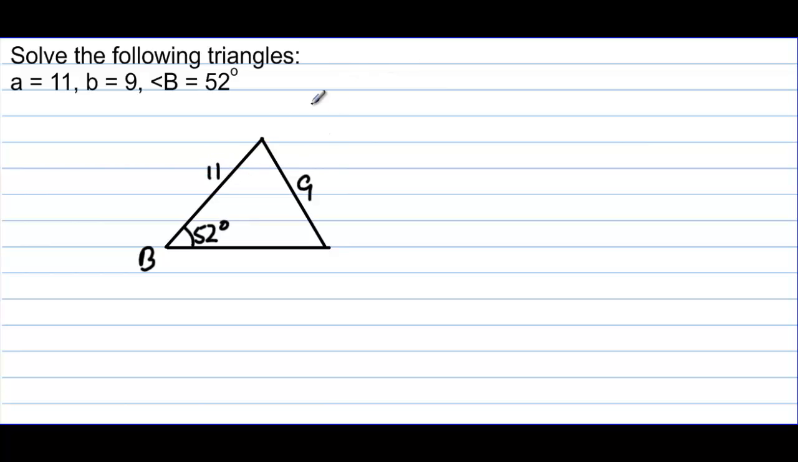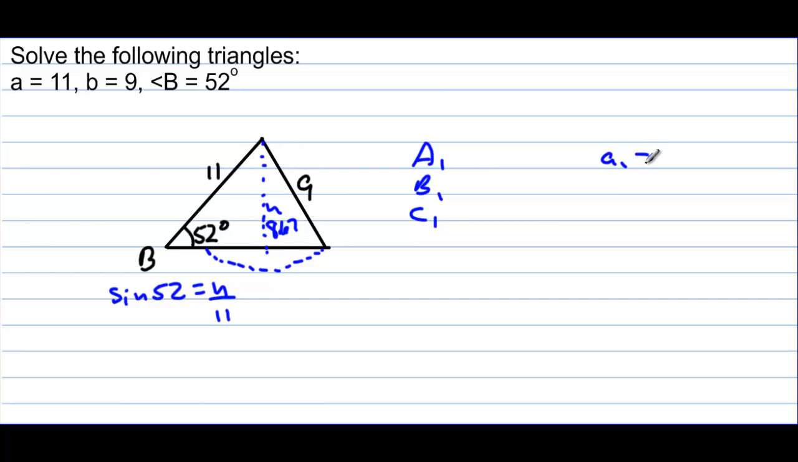Well, if we calculate the height, the sine of 52 equals h over 11. So to find the height, I need 11 times the sine of 52, which is 8.67, let's say. 8.67. 9 will reach the ground, and as a matter of fact, it'll swing over here, and we'll end up with 2 triangles. Let's solve the first triangle. B is 52 degrees. A is 11, and B is 9.